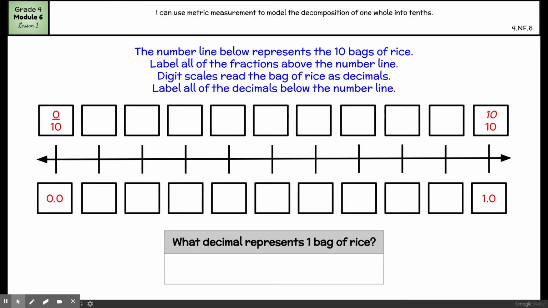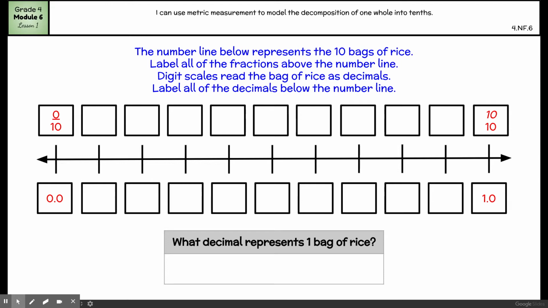The directions say that the number line below represents 10 bags of rice. Okay, that sounds like what we just did. Label all of the fractions above the number line. Digital scales read the bag of rice as decimals. Label all the decimals below the number line.